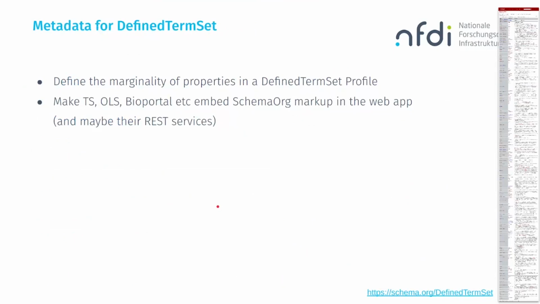And this one sneaked in just an hour ago. The screenshot here on the right-hand side shows all the properties that are defined for DefinedTermSet. So I guess only a handful of them really make sense as metadata for a DefinedTermSet. But then it would be great if the ontology resources embed that schema markup in their landing page for an ontology, or maybe even in the REST service they have.